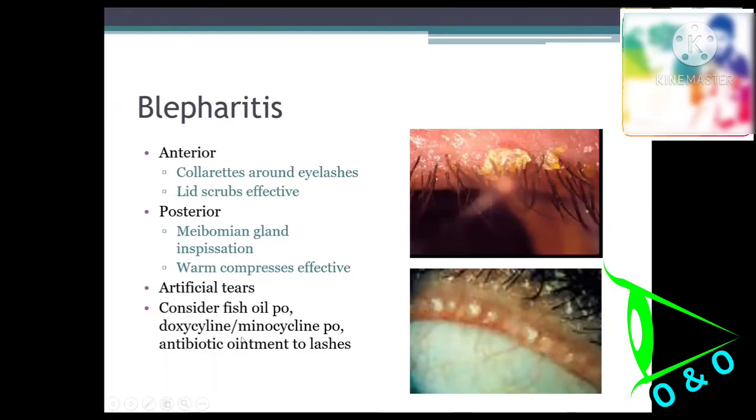We use it not for its antibiotic properties, but it's actually got the positive side effect of opening up plugged up meibomian glands. So low dose doxy or minocycline can be helpful. I use 50 milligrams PO BID as my standard dosage. You can also consider an antibiotic ointment such as erythromycin ointment to the lashes at bedtime.